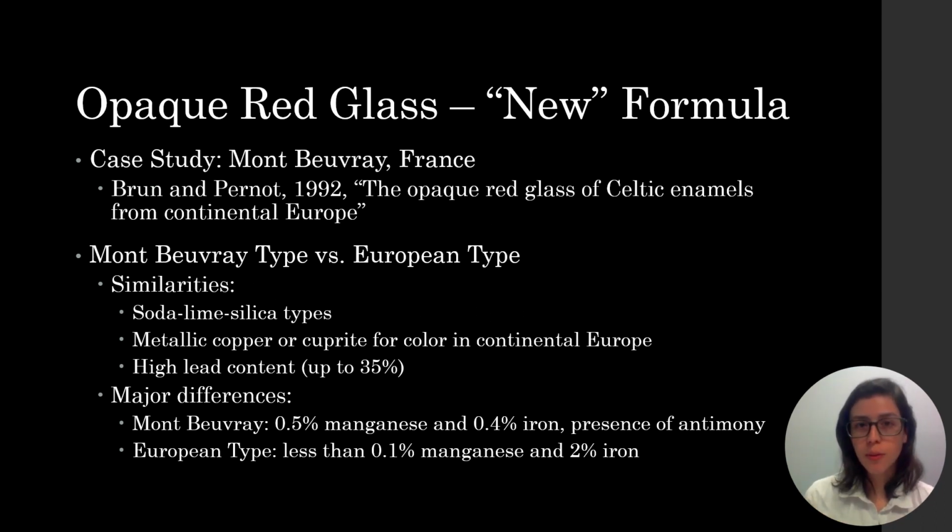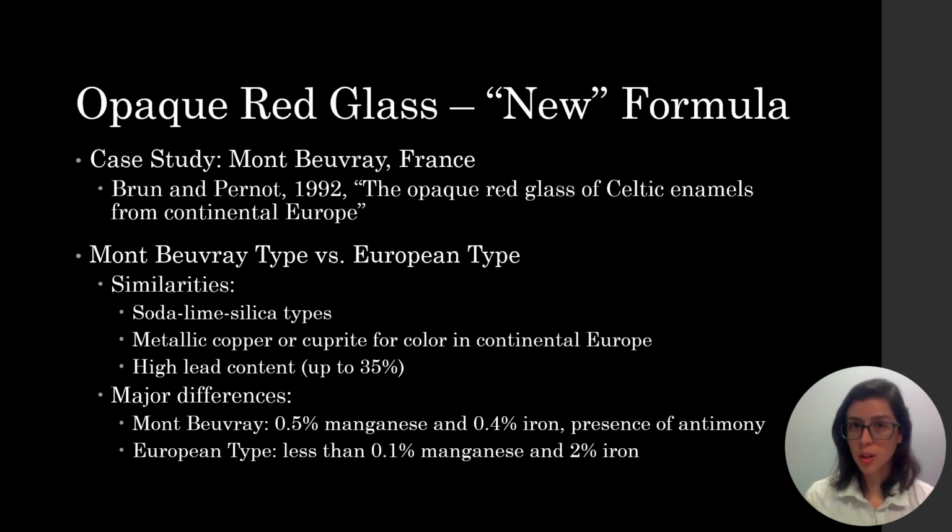This specific type of opaque red glass I am reproducing is considered a new formula, introduced after the Roman invasion period around 50 BCE. According to Brune and Pernod's 1992 study of the opaque red glass from Montbouffray, there are 2 formulas found on site: the Montbouffray type, which seems to be introduced at a later time in the 1st century BCE, and the European type, which bears similarity to other opaque red glasses found in continental Europe. There are many similarities between the glass types.